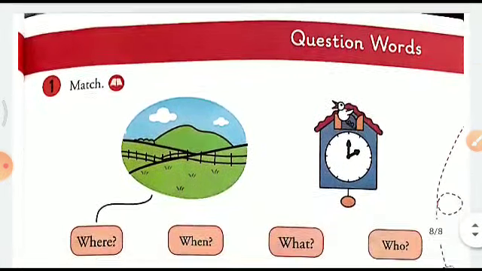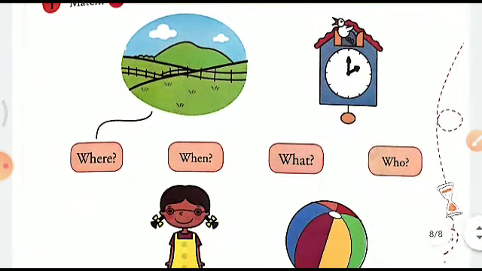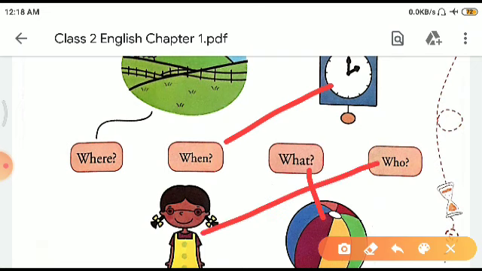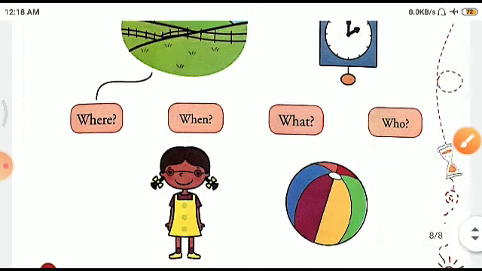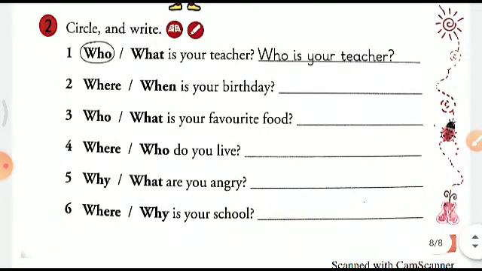Now, these are the question words: where, when, what, who. Now, where is for the place. When is for the time. What is for things and who is for the person. Okay, now circle the correct one and write.